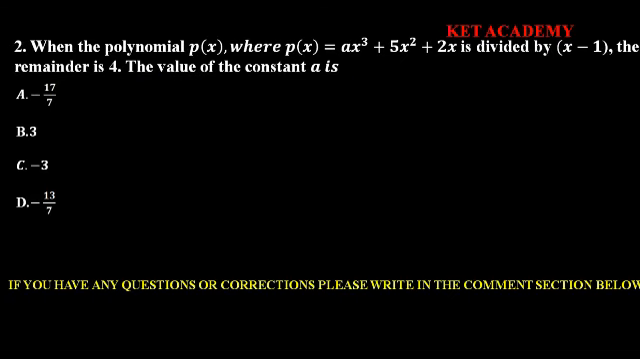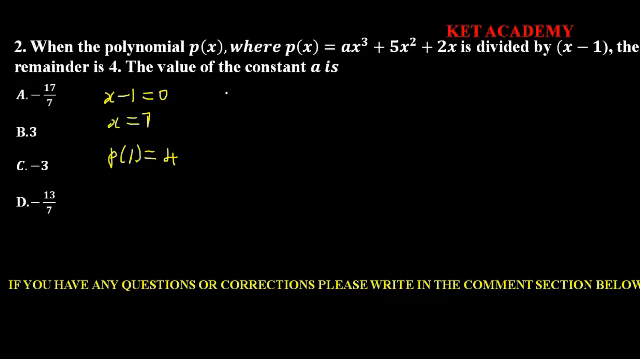Okay, the question says that x minus 1 leaves a remainder of 4. So in this case, we're going to equate our x minus 1 equal to 0. So this will give us x equal to 1. So we'll be looking for p of 1 equal to 4. Now, p of 1 equal to 4. So we simply go back to our polynomial.